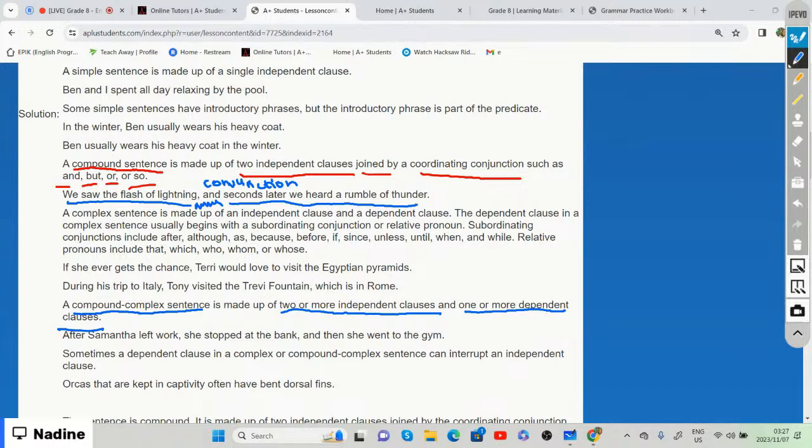And sometimes the dependent clause in a complex or a compound complex sentence can interrupt an independent clause. Orcas that are kept in captivity often have bent dorsal fins.